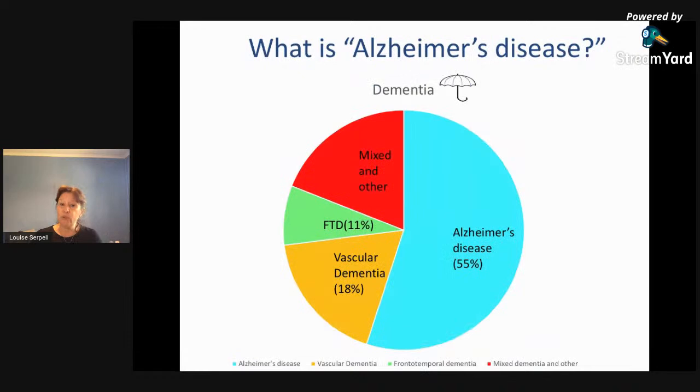So I'm going to move now on to what Alzheimer's disease actually is. This is a very general slide, pointing out that Alzheimer's disease is just one form of dementia. Alzheimer's disease is around 55% of all dementia cases, but other dementias, of course, do exist, including vascular dementia and frontal temporal dementia, and then many other types of dementia that are found in the population.